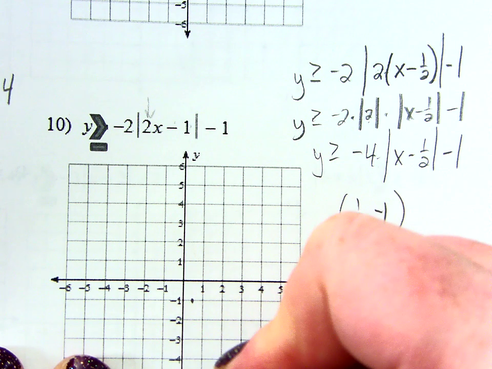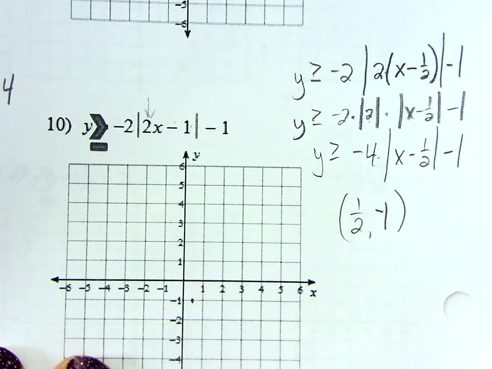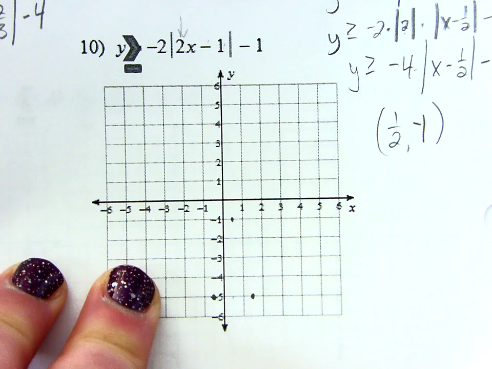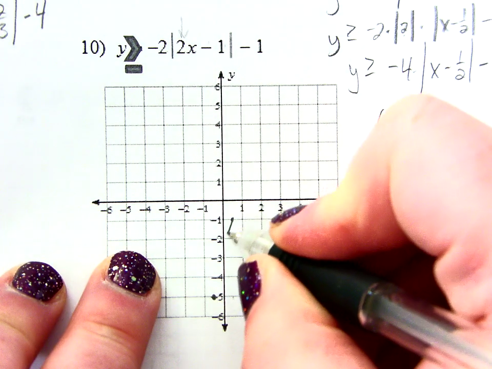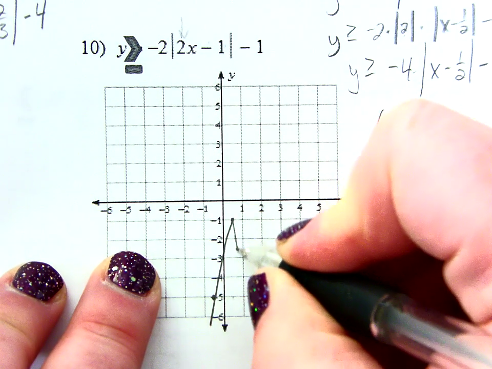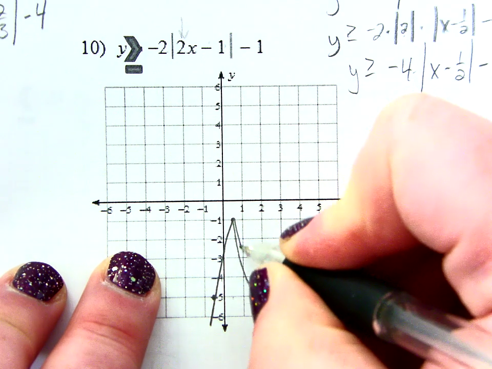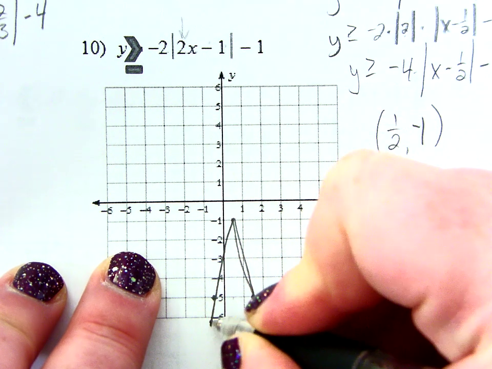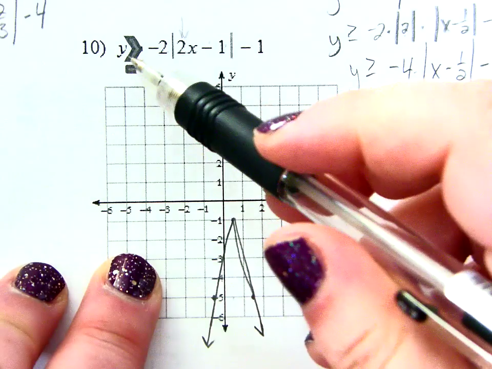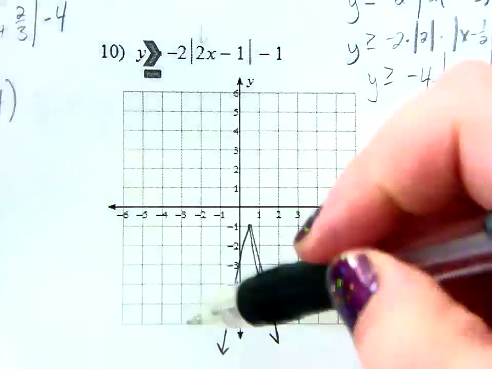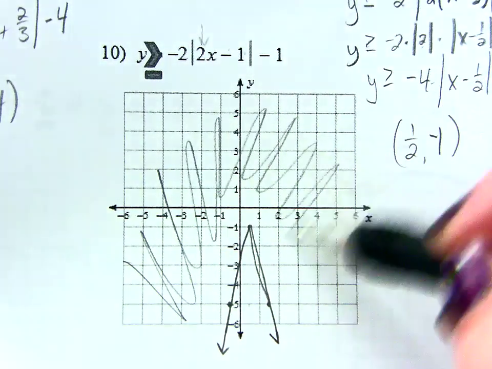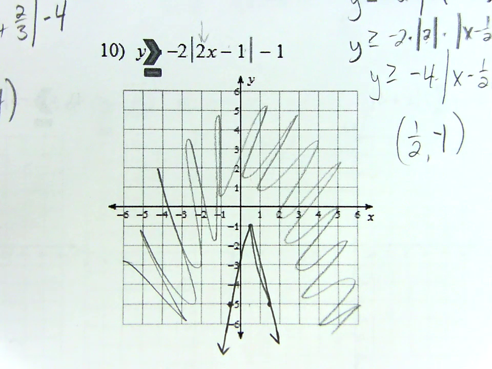Do the same thing for the other side. Solid or dotted to connect these? Solid this time. Oh, it's not very good. There we go. And where do I shade if y is greater than? Yeah, everything above this.